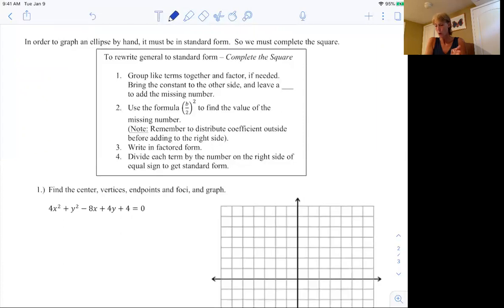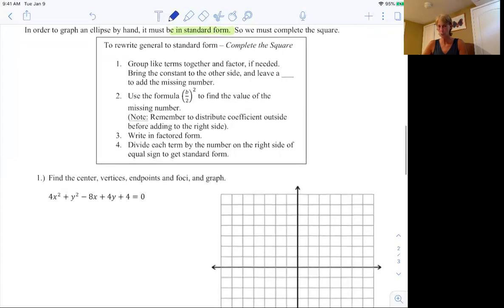So, actually, we're going to now try to do it by completing the square. In order to graph an ellipse by hand, it must be in standard form. Standard form, guys. So we must complete the square. If we're given an equation that's in general form, we have to complete the square. You did this in your Algebra 2 course. Okay? We're going to review it really quickly and apply it to the equation.